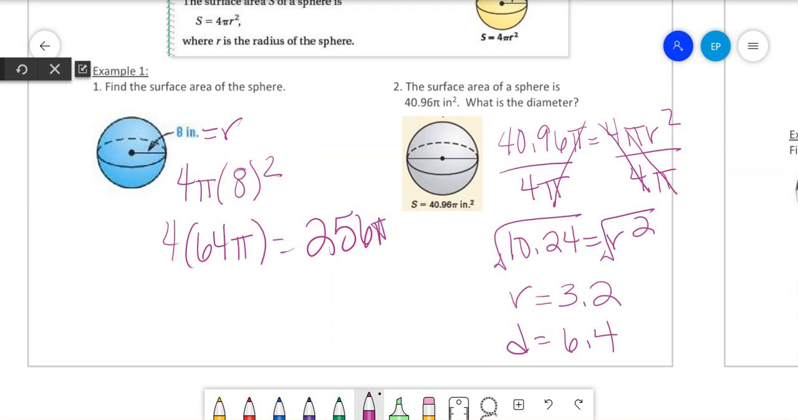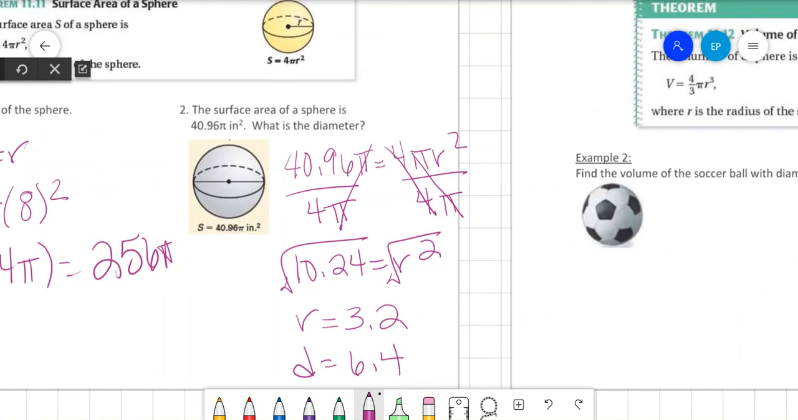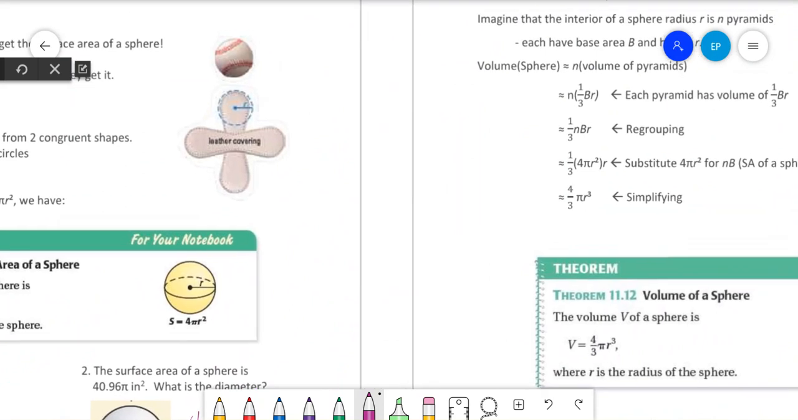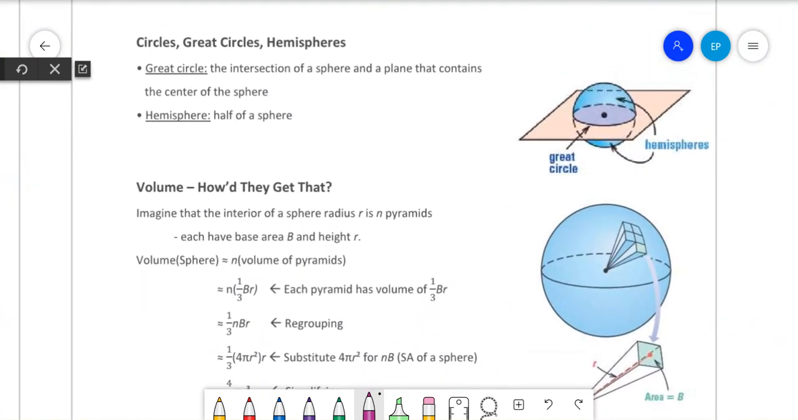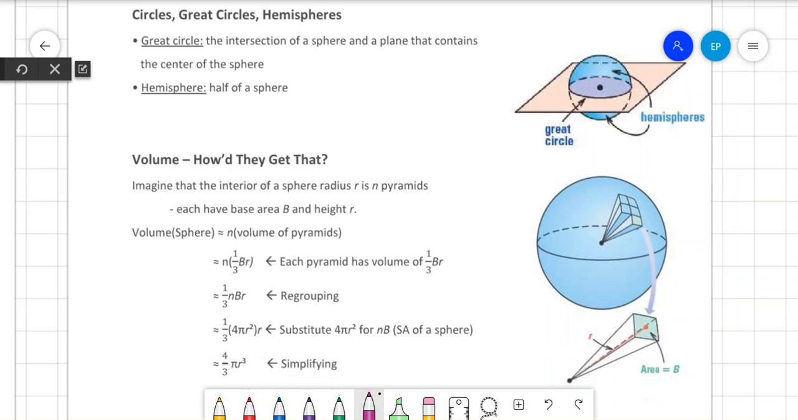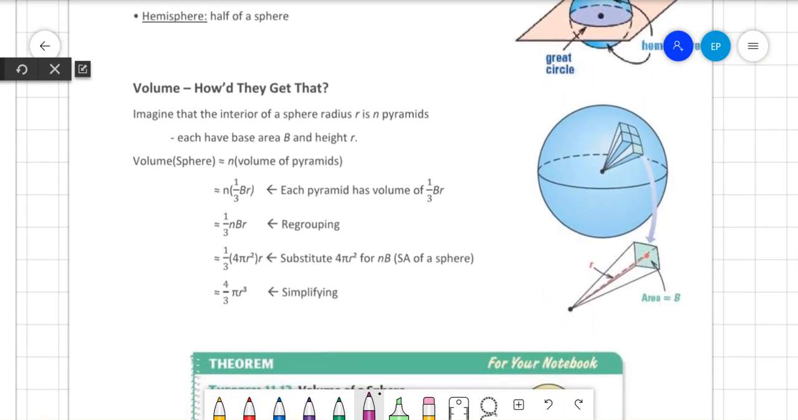Okay? So the next thing we have is we're going to do volume. So first you have to understand how it works. Circles and great circles, hemispheres. Great circles, the intersection of the sphere, the plane that contains the center of the sphere. So it contains the center. It's where your diameter and your radius lie. Hemisphere is half a sphere. Semicircle is half a circle.